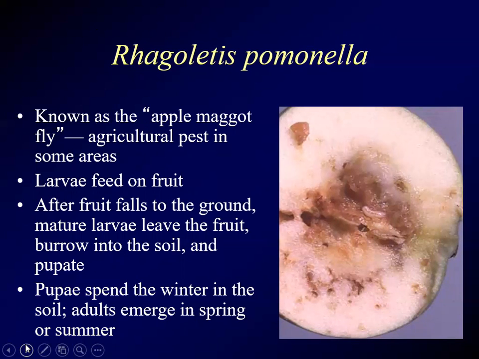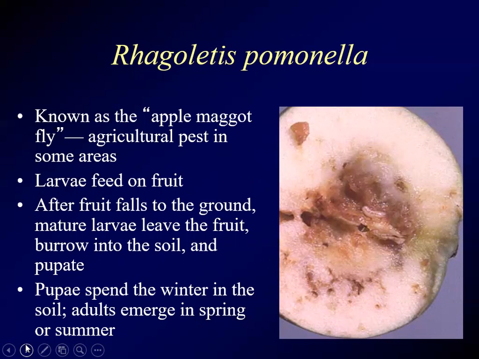But the larvae will feed on fruit, and I'll dim the lights just so you can see that picture. That's what one apple maggot can do right there. When people are talking about finding a worm in an apple, that's often what they really mean. You know the old joke, what's worse than finding a worm in an apple? Finding half a worm in your apple, right?